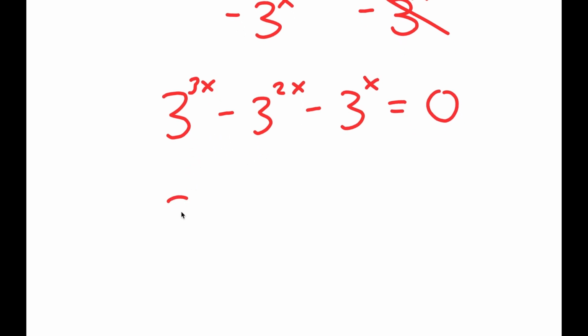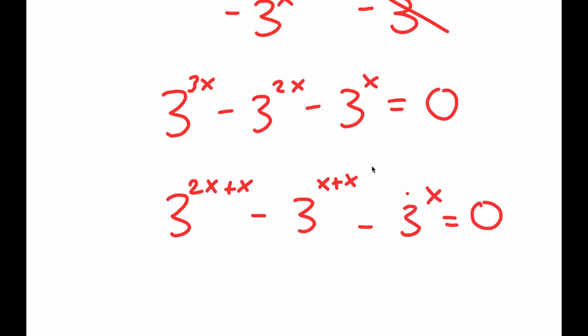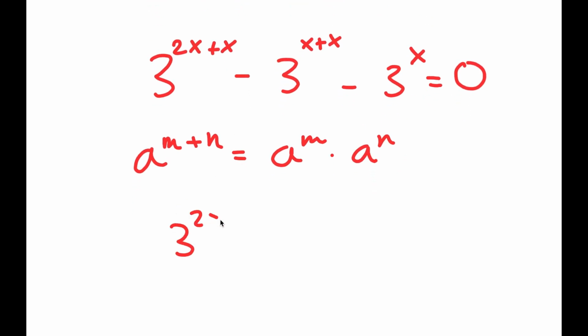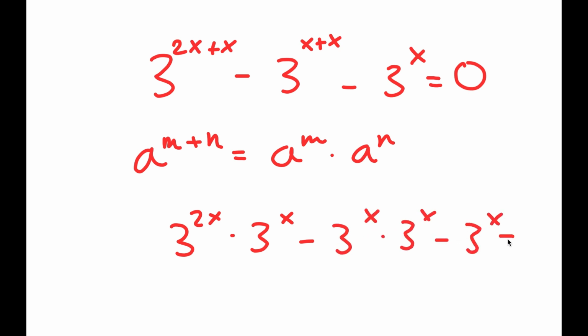Now, 3 to the power of 3x is the same thing as 3 to the power of 2x plus x. 3 to the power of 2x is the same thing as 3 to the power of x plus x. And 3 to the power of x, I'm just going to leave it be. So now, I'm going to use the property a to the power of m plus n is equal to a to the power of m times a to the power of n. So this turns into 3 to the power of 2x times 3 to the power of x. Now this minus 3 to the power of x times 3 to the power of x. Now this minus 3 to the power of x.